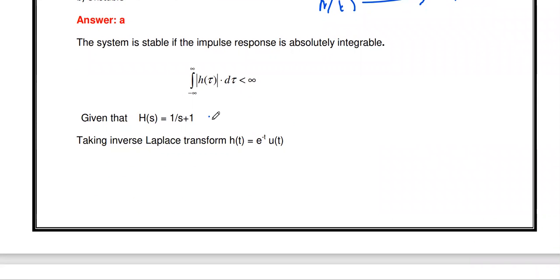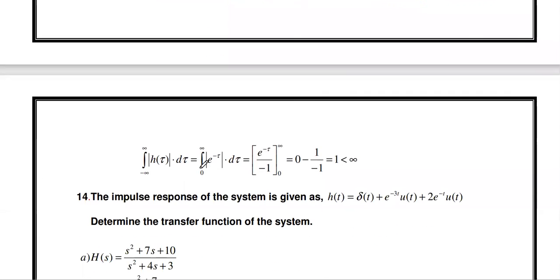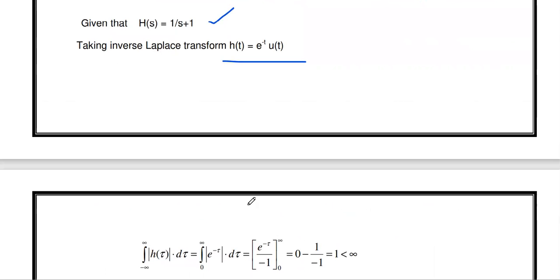Given that h of s equal to 1 by s plus 1. If you take the inverse Laplace transform of h of s, we get small h of t. What is the inverse Laplace transform of the structure 1 by s plus a? It is e power minus at u of t. In the place of a, 1 is there. So e power minus t u of t. Taking the inverse Laplace transform, h of t equal to e power minus t u of t. Then we have to substitute this impulse response in the above equation to find whether it's absolutely integrable or not. So you see, integral minus infinity to infinity of h of tau d tau, so e power minus tau into u of tau.